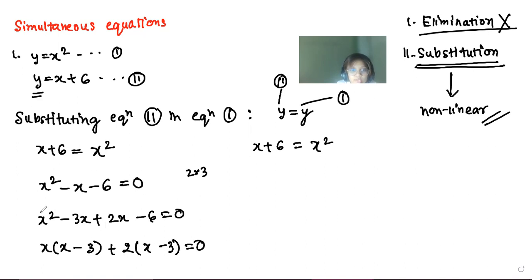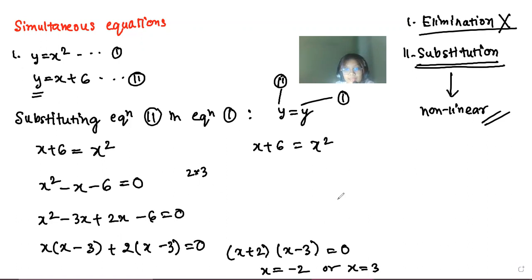So then we just take x common from these two terms and 2 common from these two terms. And then we get x plus 2, x minus 3 is equal to 0. So x is equal to minus 2 or x is equal to 3. See how we get two solutions from this equation.